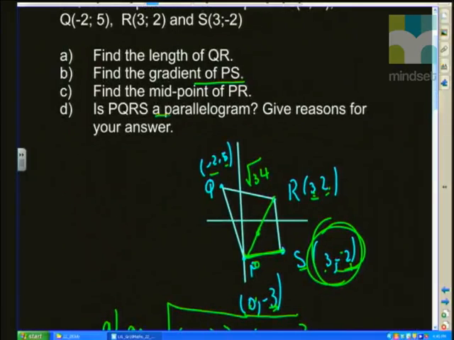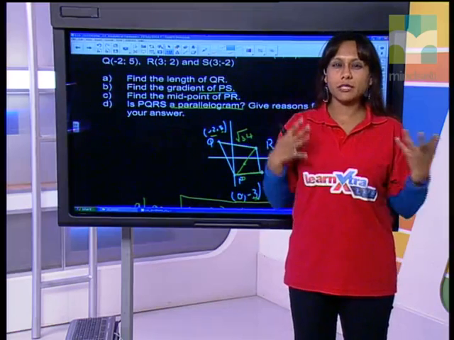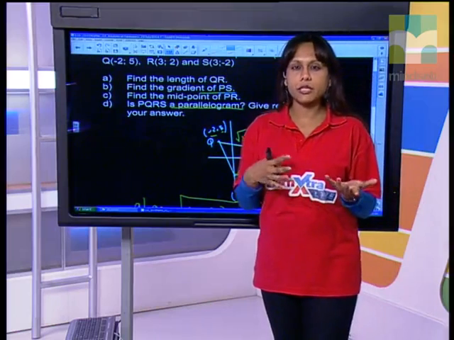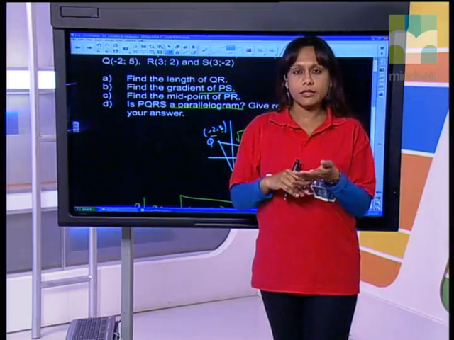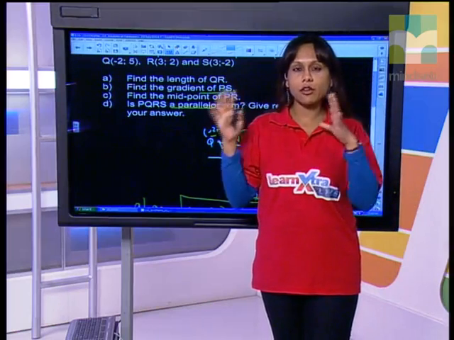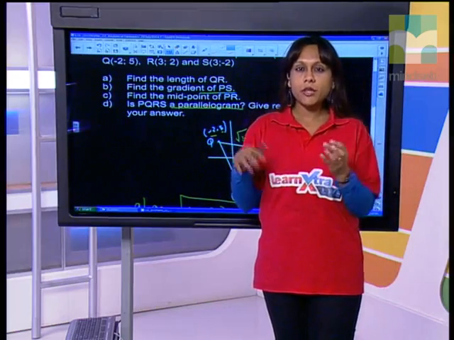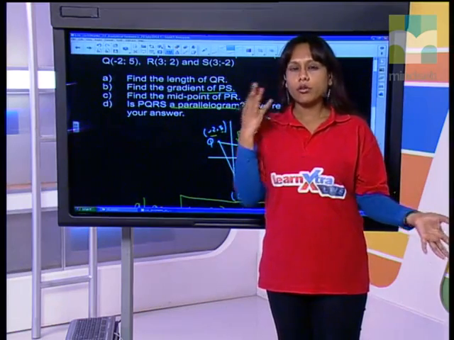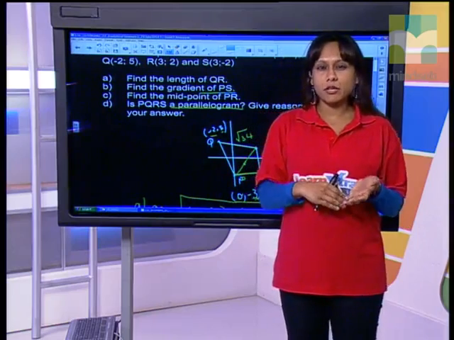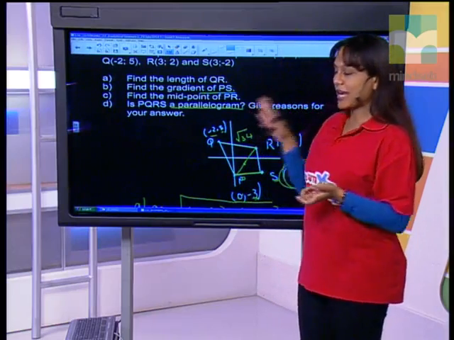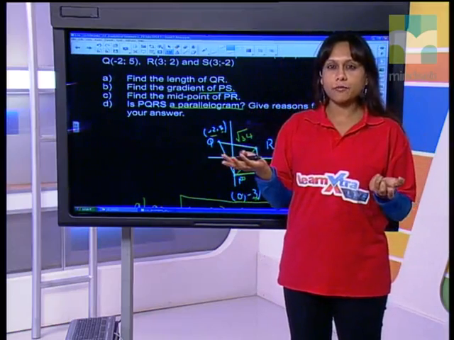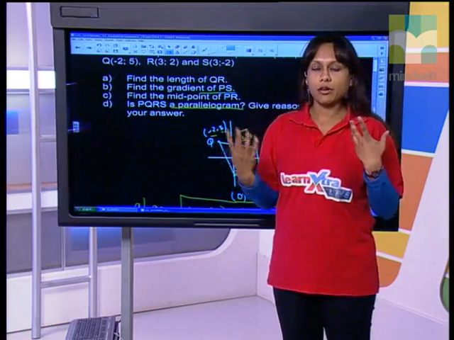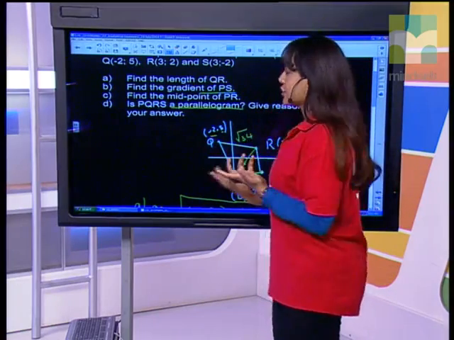Is PQRS a parallelogram? Now remember, in order for you to answer this question, you need to remember what the properties of a parallelogram are. So for example, all four sides are equal, or sorry, not equal to each other. The opposite sides are equal to each other. Opposite sides are parallel, or you have one pair of opposite sides parallel and equal, or you have the diagonals bisecting each other in order to get a parallelogram. So there's a whole lot of reasons that you can choose from.